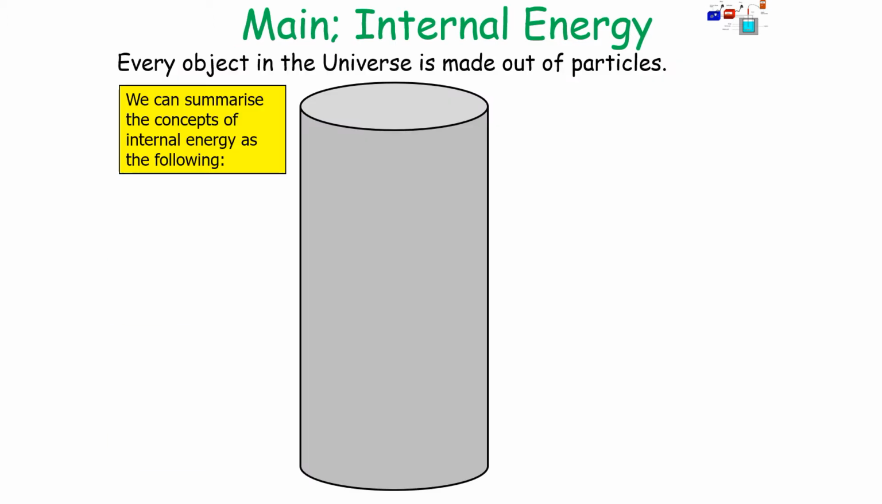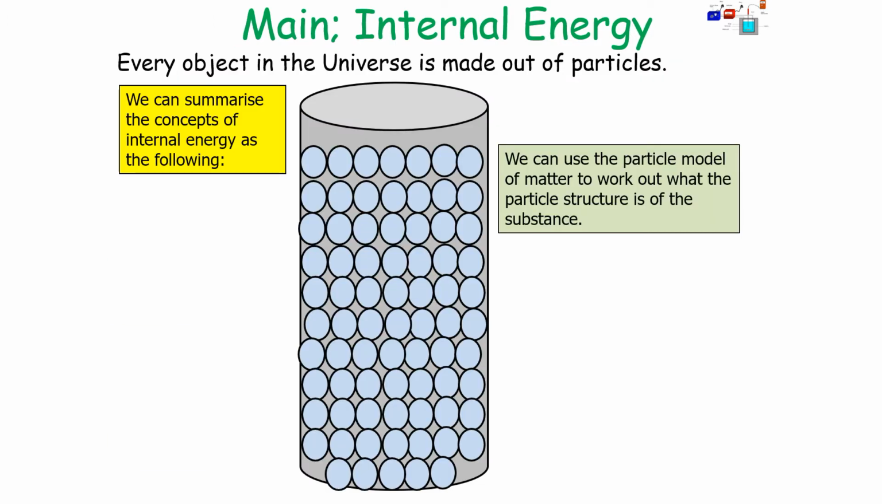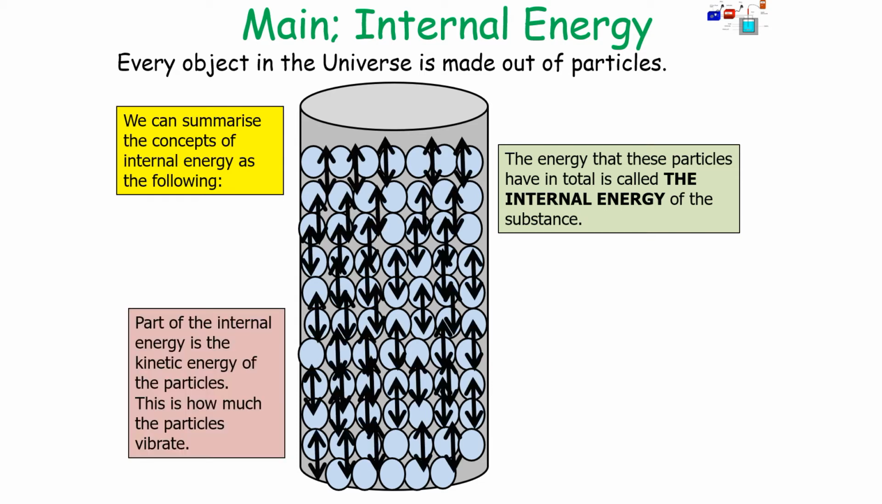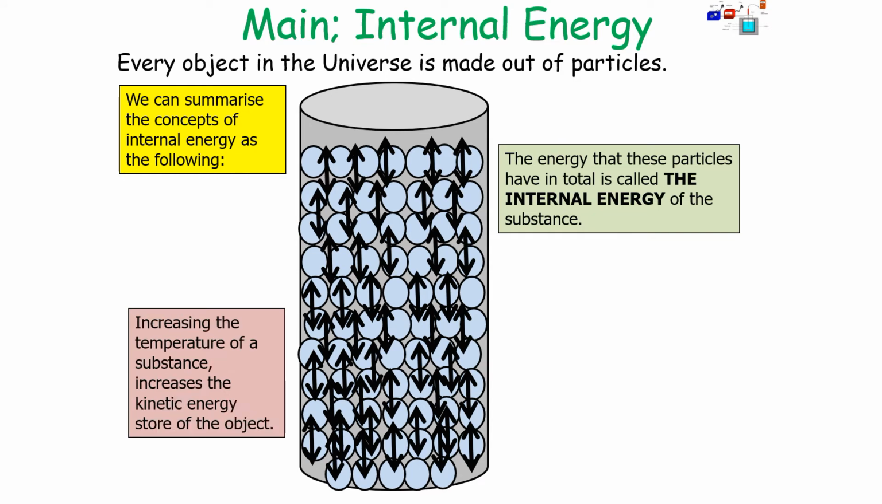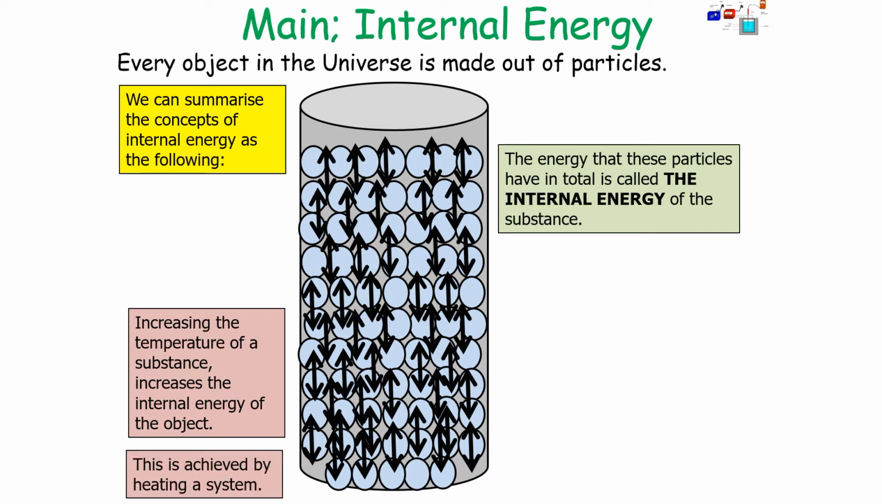We can summarize this idea as the following. From the particle model of matter, all substances are made out of particles, and the energy that these particles have in total is called the internal energy of the substance. Part of the internal energy is the kinetic energy of the particles, which is how much the particles move or vibrate, and this can be changed by changing the temperature of a substance. Increasing the temperature of a substance increases the kinetic energy store of the object. So therefore it increases the internal energy of that particular system. This is achieved by doing work on the system, and the most common way to achieve this is by heating up the object.